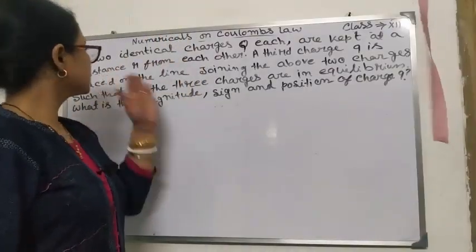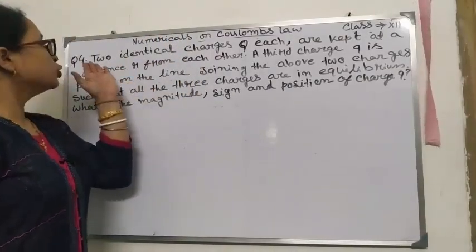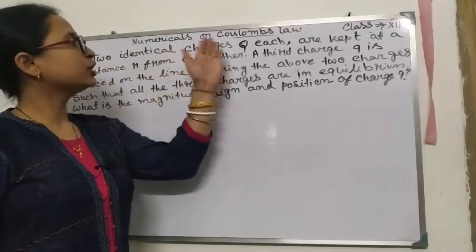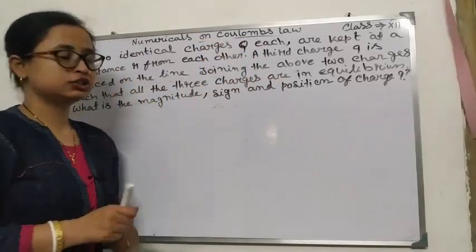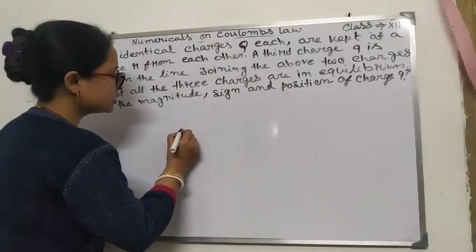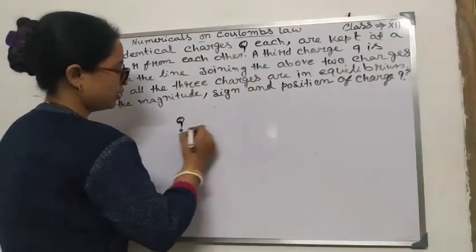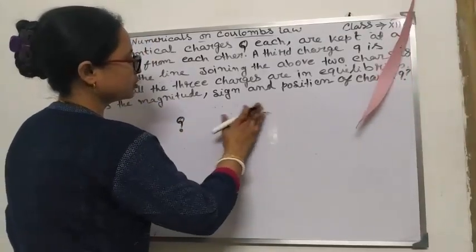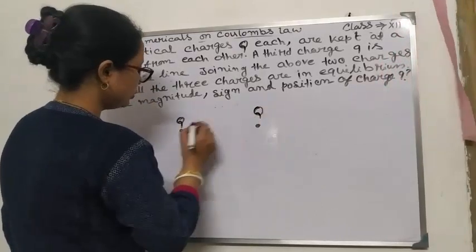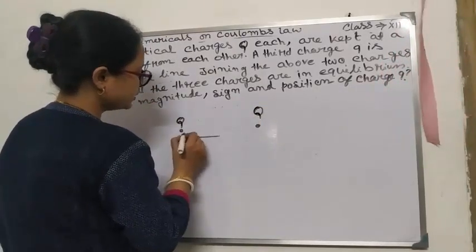Now our next numerical, the fourth numerical: two identical charges Q each, that means each one has charge Q. So you can write, there is a charge Q, again here is a charge Q, capital Q, which are separated by a distance R.